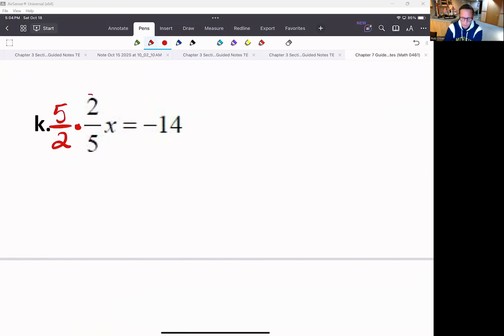And if you really pay attention to what's going on here, you're multiplying by the reciprocal. And when you multiply anything by its reciprocal, you end up with 1, right? Those all cross cancel, they all turn into a bunch of 1s, right? And we're going to multiply the right side by 5 halves.